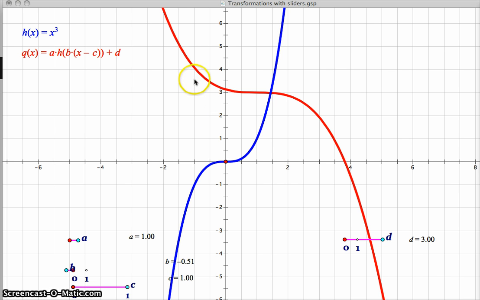So in order to get the point 1, 1 to correctly match, we are going to first apply the reflection over the x-axis. Secondly, we're going to apply the compression created by B. Then we're going to do our vertical and horizontal shifts. And that is the order that we need to follow in order for one function to correctly map onto the other one.